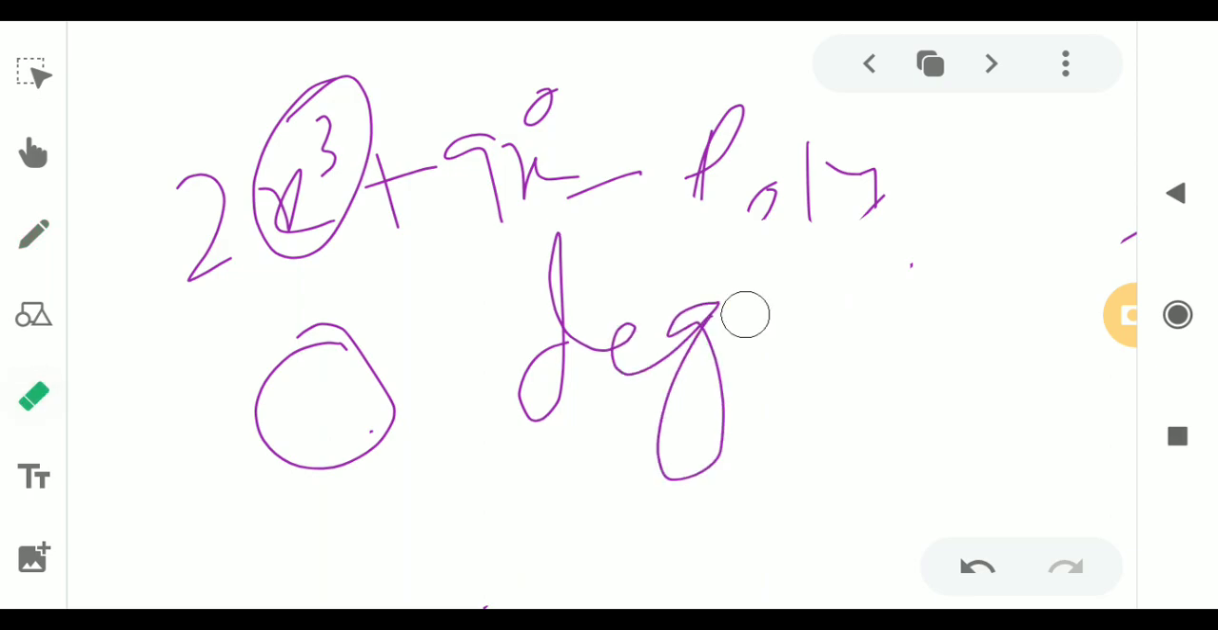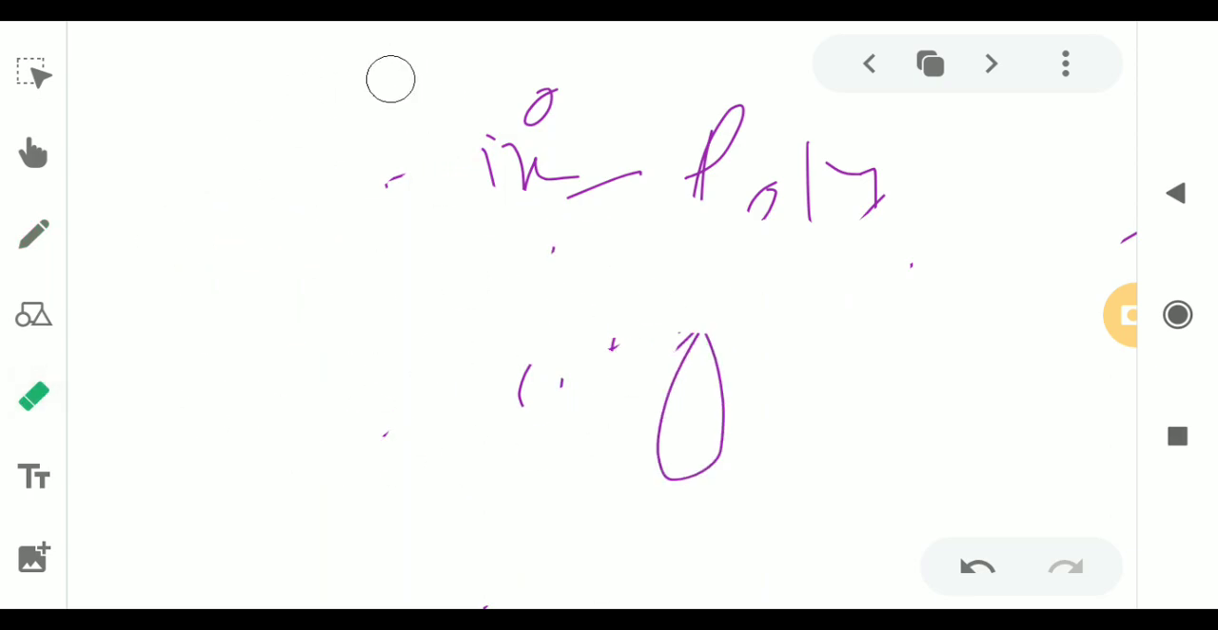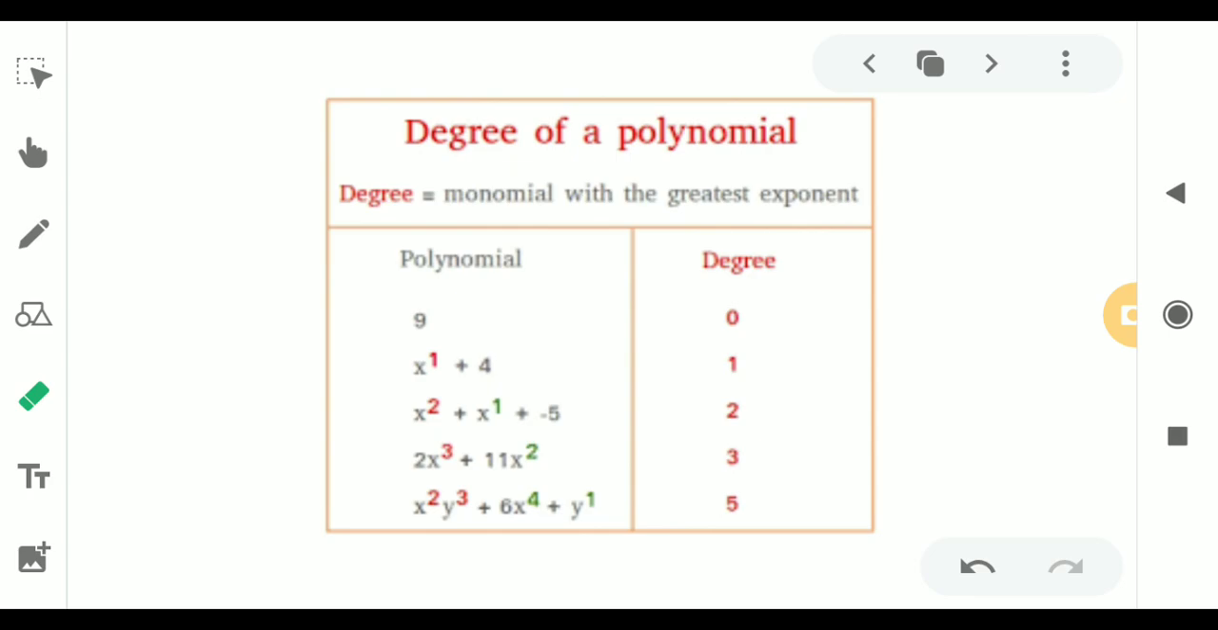Okay, before that we should go to degree. Let's start with degree. What do you mean by degree? Suppose it is a constant polynomial, or we can say that only one term is there. So its degree is 0. Here 2 terms are there. But what is the meaning of degree? Degree means it is having the greatest exponent in one particular term.